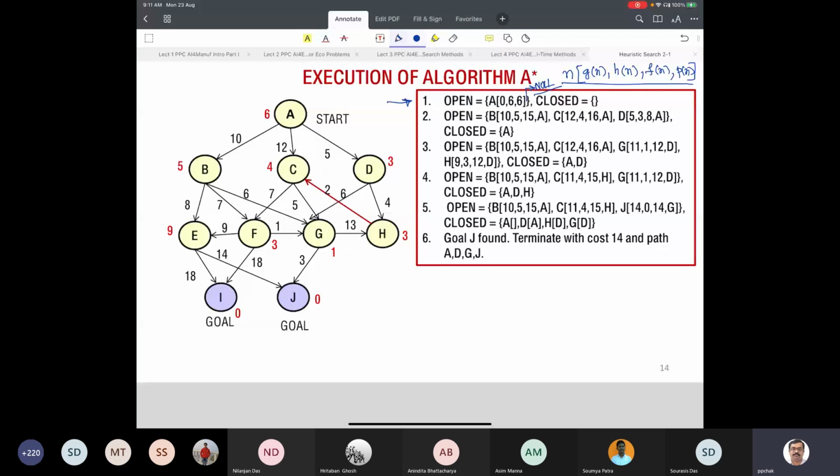So Jayant, for B, C, and D, what will be the GN, HN, FN, and parent of B, C, and D? Sir, for B, the parent would be A, and GN would be 10, HN would be 5, and FN would be 15. And then similarly for C, A would be the parent. Good. Okay, very good.